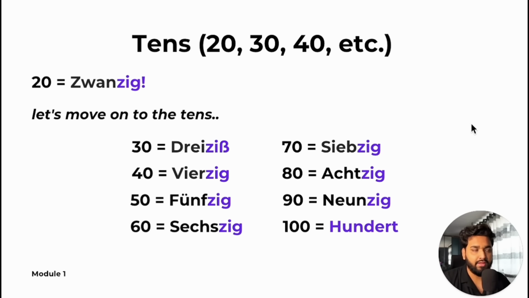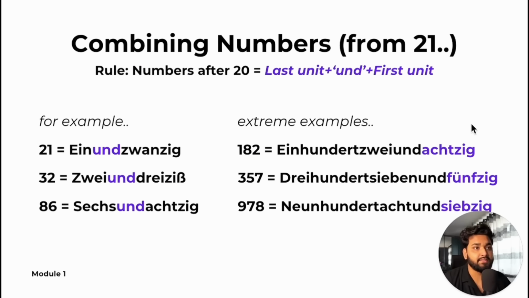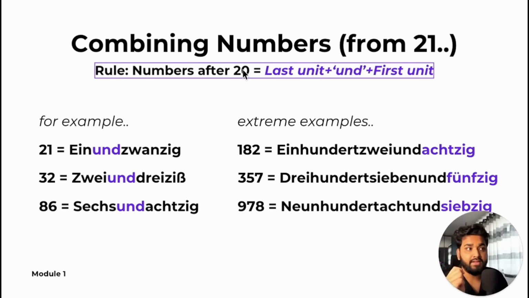So till now we have just learned how to say from 1 to 12 in German, then from 13 to 20, and then tens. So let's combine the different numbers. For example, here the rule is simple. Numbers after 20: last unit plus und plus first unit.